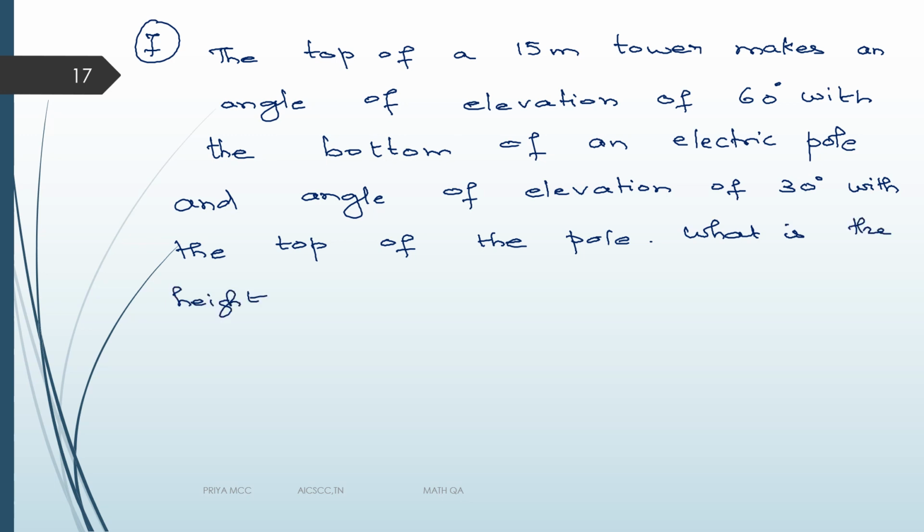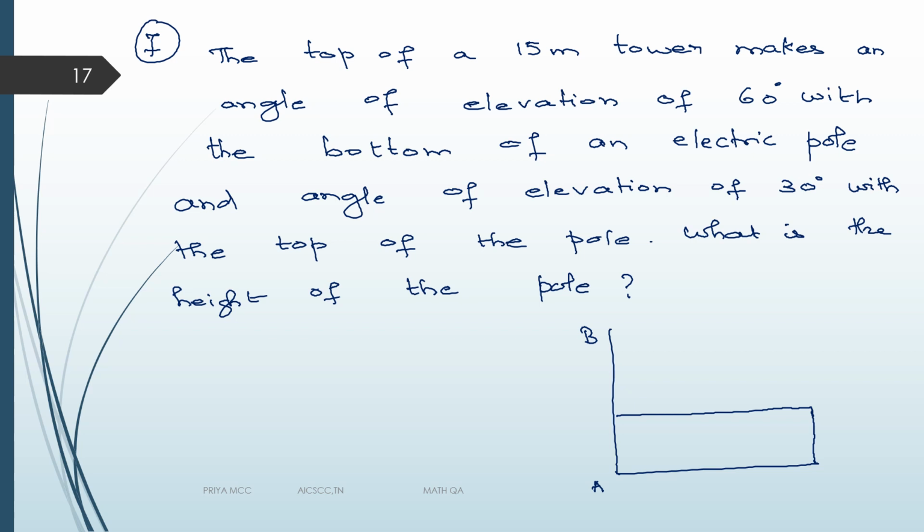You are standing somewhere on top of the tower. You are looking at another object, but you want to estimate the height of the pole. How do I estimate this? Okay, so you have a tower AB, then you are looking at some other pole somewhere. AB is 15 meters. There is a pole.